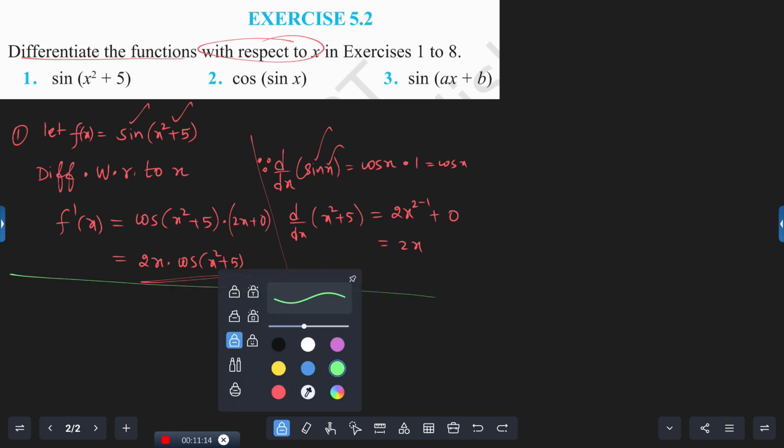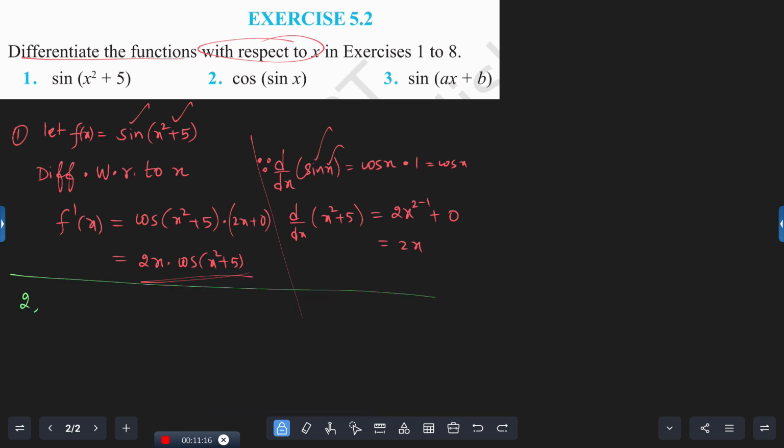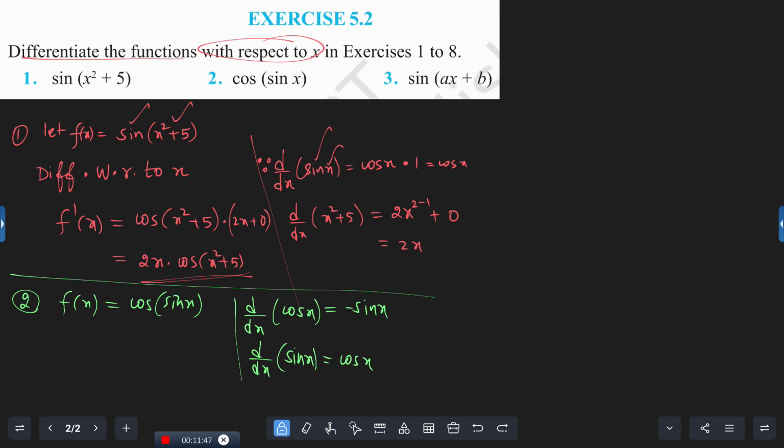Question number 2. First you take f of x, which is cos of sin x. Here, what is the derivative of cos? Do you remember? Yes, the derivative of cos is minus sin x. First we have a cos, derivative of cos is minus sin. And inside, instead of the angle, they have given sin. Then the derivative of sin is cos x. That you also must know.